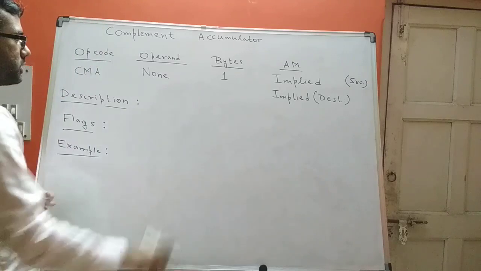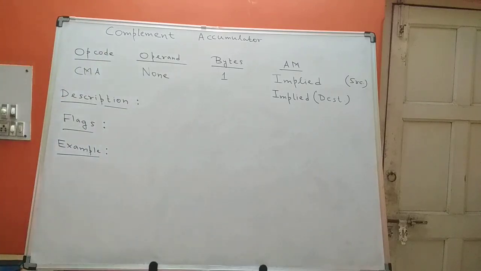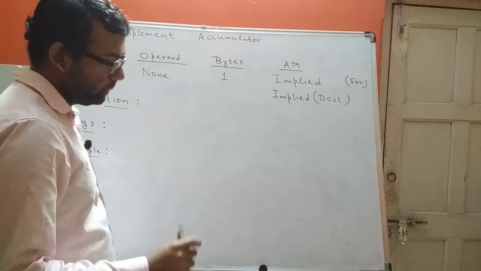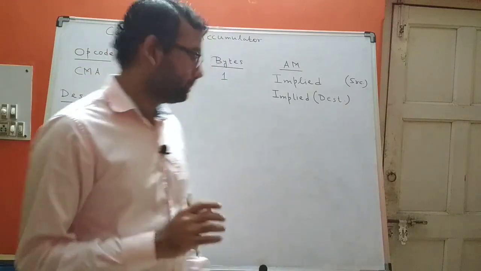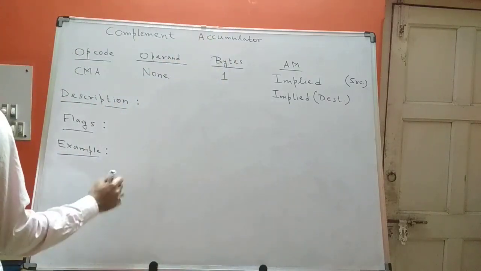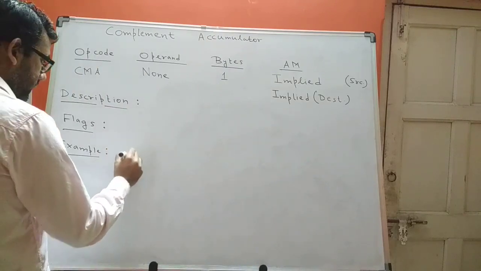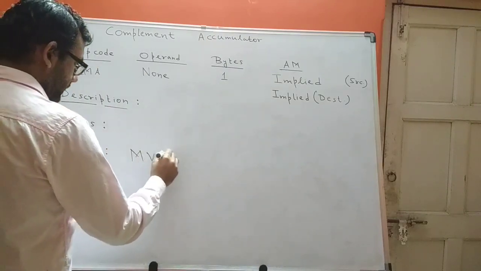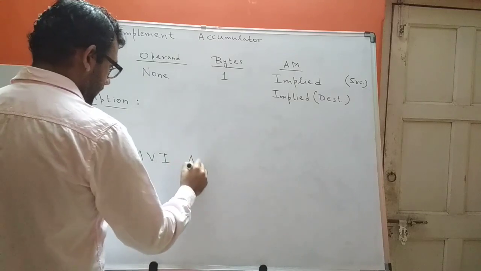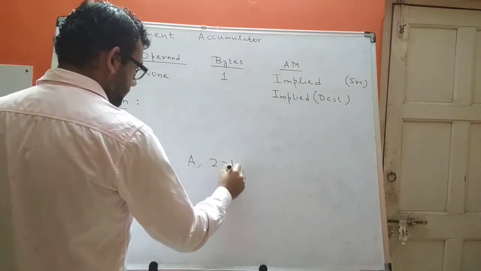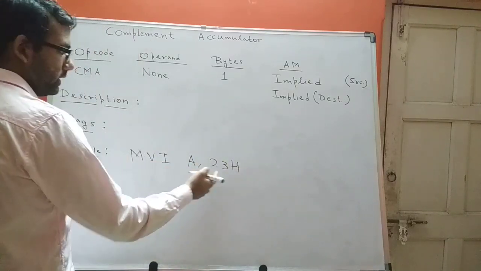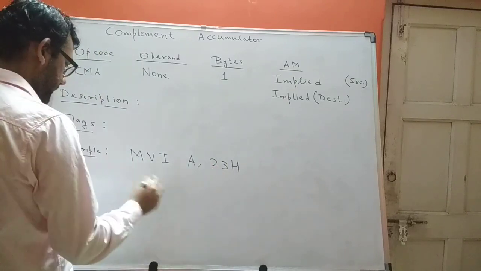So against the description, you can write down a line: the contents of the accumulator are complemented. That's all. And against flags, you can write down: no flags are affected. And if you want, I can take an example. Let's say I have an instruction MVI A, 23H. So this brings this value inside my accumulator.